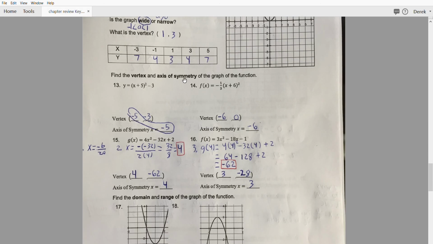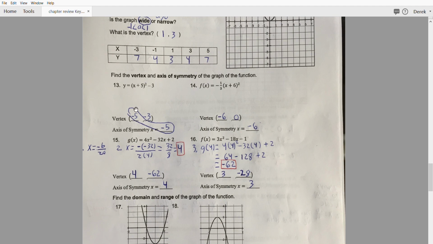All right, so for this one, I'm going to explain it the same way. There's a couple options to do it. For these first ones, this is vertex form. I want you to pay attention to number 13 right here. Remember, it's a, so we don't see an a there, so that's just 1. x minus h squared plus k. So we see it's x plus 5.